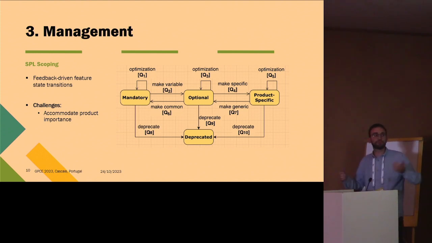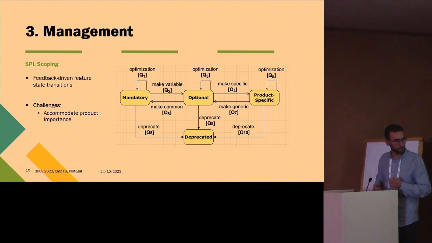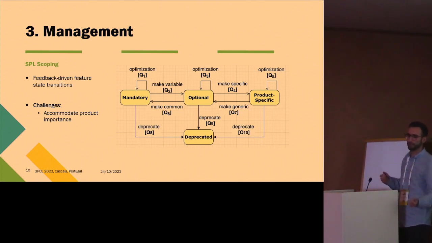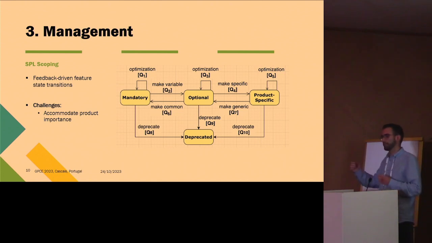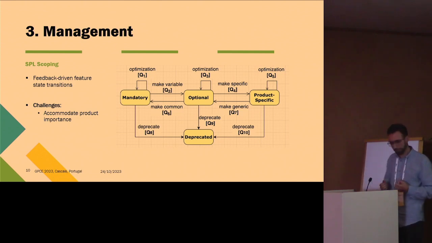Or if we saw that there is a feature that is not being used in any of our products, then we could deprecate it. And here also, the challenge would be something related with the context, and that is to accommodate the importance of the products, because for management, it will be different: some feedback gathered from a product for a very important customer, than other feedback gathered from some small customers that don't bring a good income to the company.